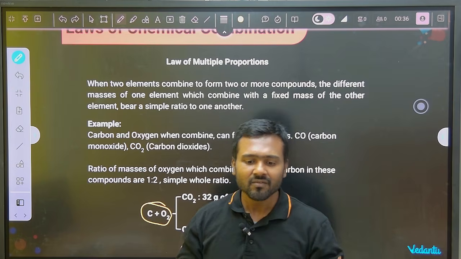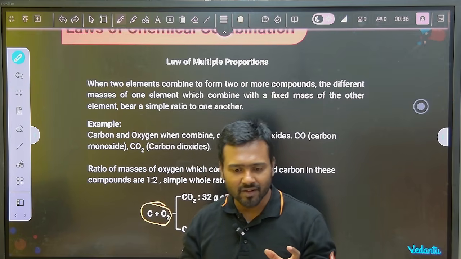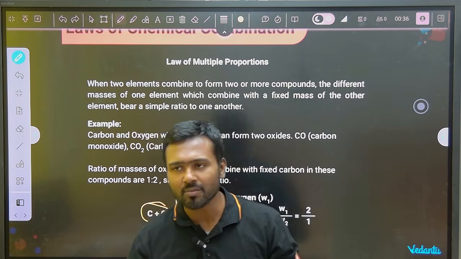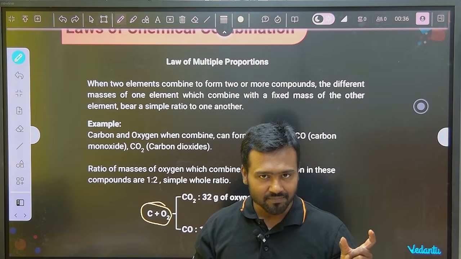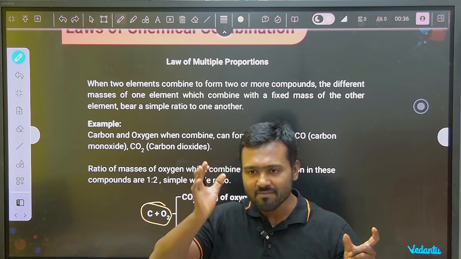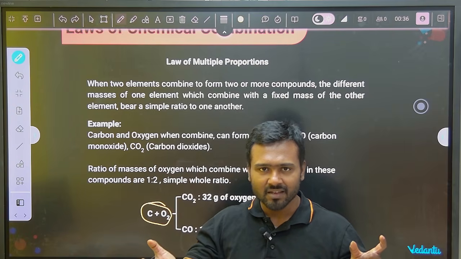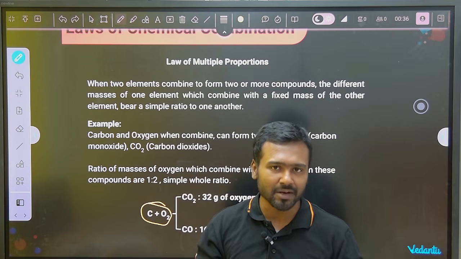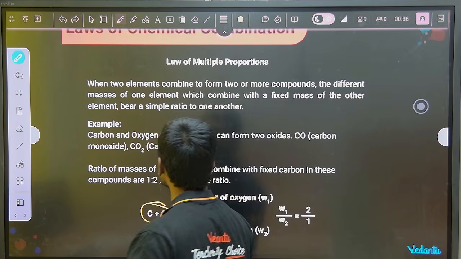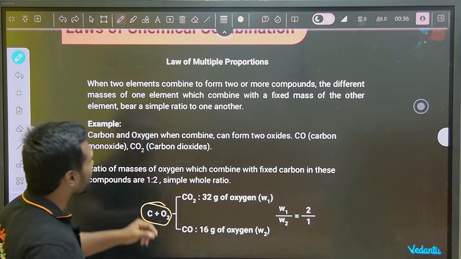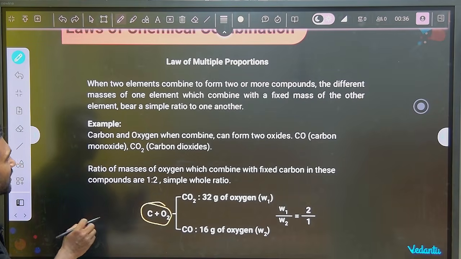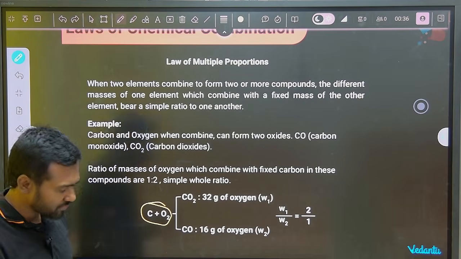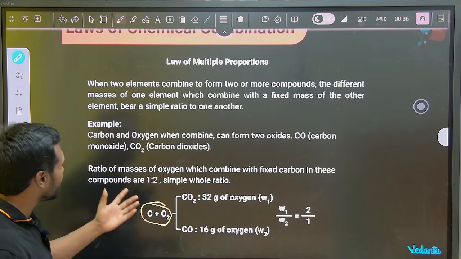That means when two elements are combining and forming two or more than two compounds, if you fix the mass of one element and then take the ratio of the masses of the other element, you will get a simple whole number ratio. When two elements combine to form two or more compounds, the different masses of one element which combine with a fixed mass of the other element are in a simple ratio.